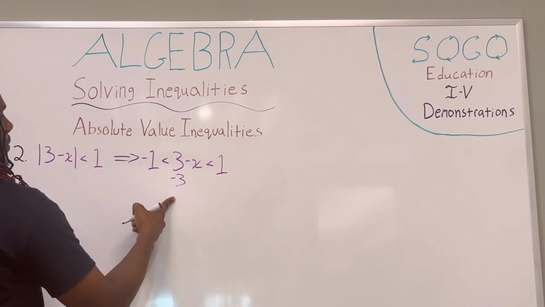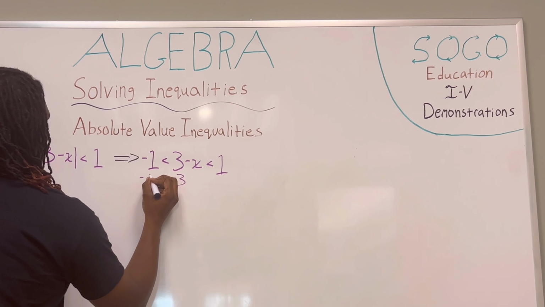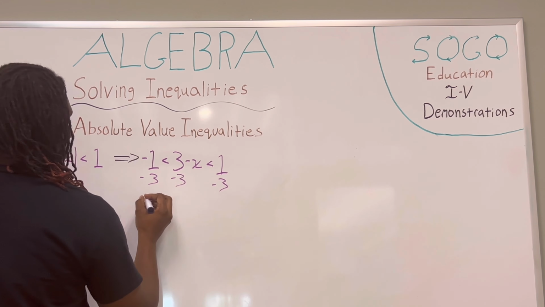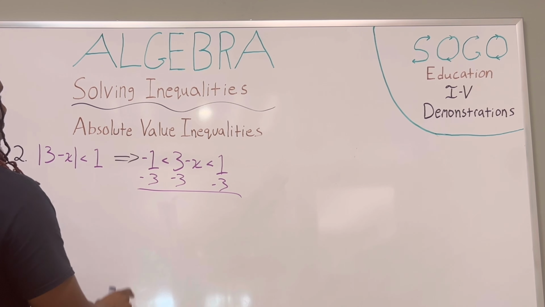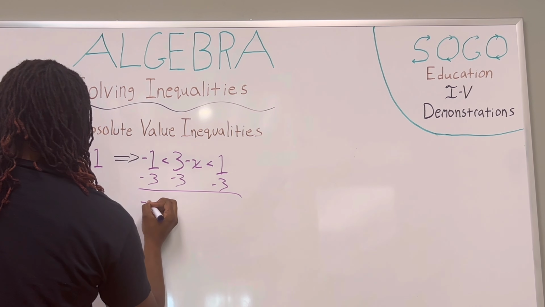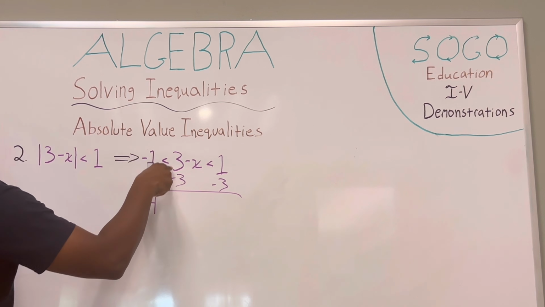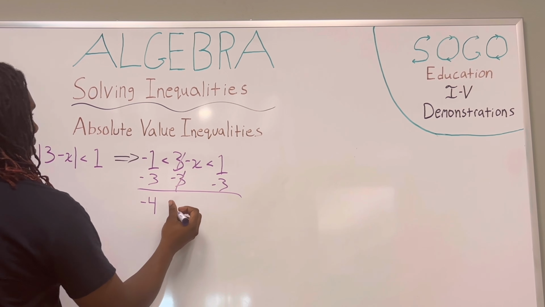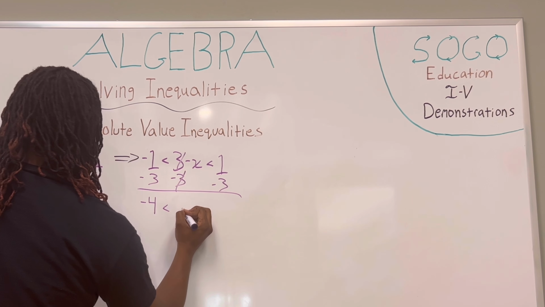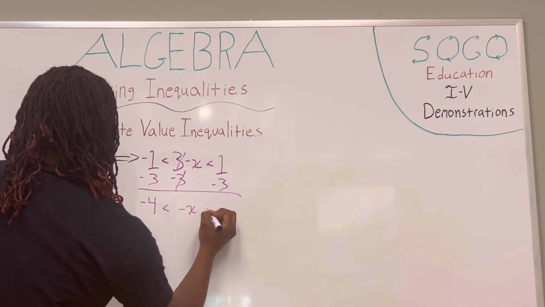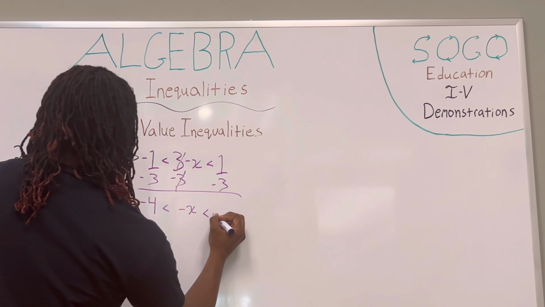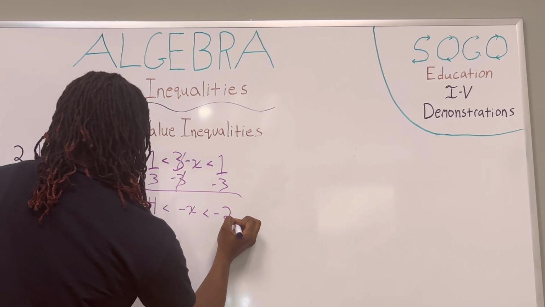All right, so where were we? Isolating that variable, subtract 3 on every side. So we got -1 minus 3, which is -4. The 3's cancel out. So -4 is less than -x, which is less than 1 minus 3, which is -2.